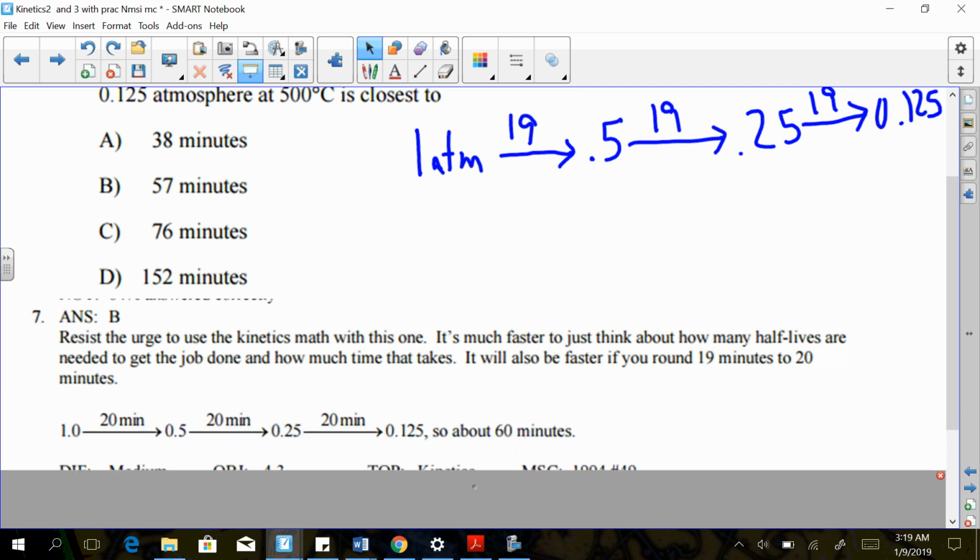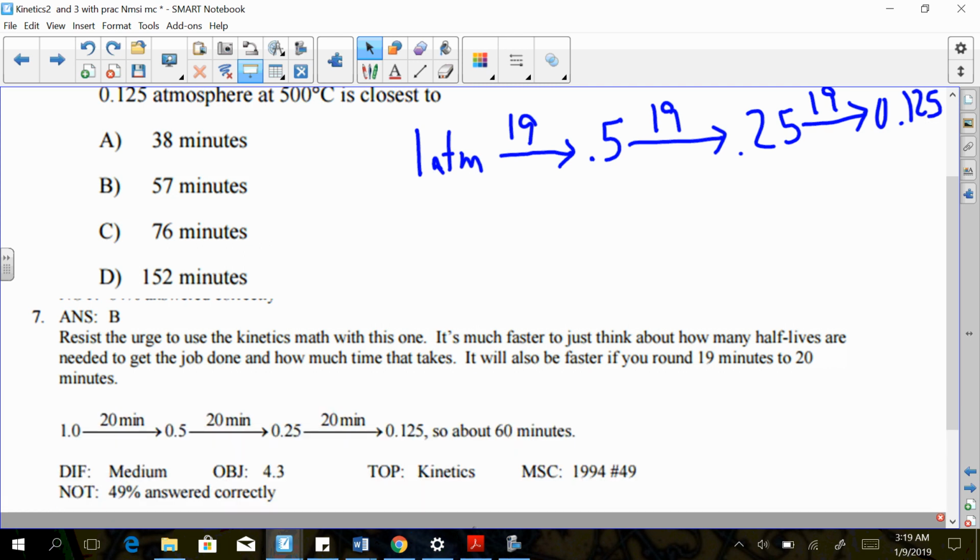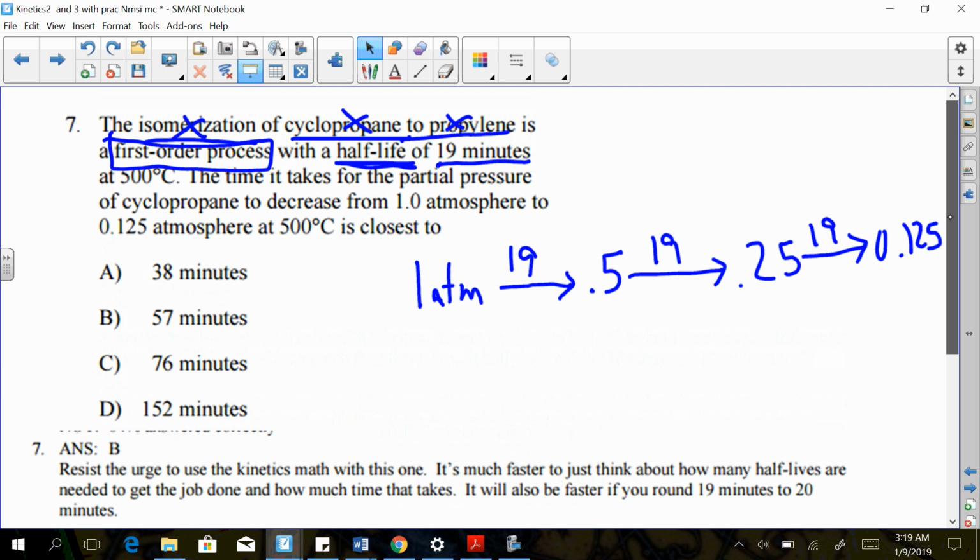Now this question showed up in 1994, and that was a medium difficulty question. I think this is pretty easy. I think a lot more than just 49% should have got this right. But I have a feeling they let these first words in that first part of the sentence throw them, because it really was a pretty simple problem if you didn't let the isomerization and cyclopropane throw you.